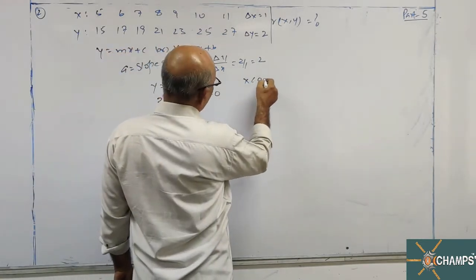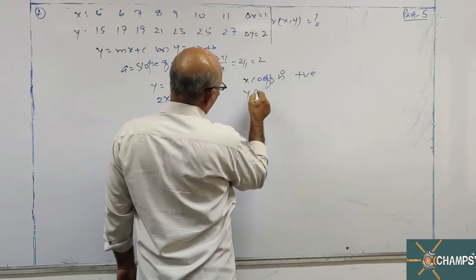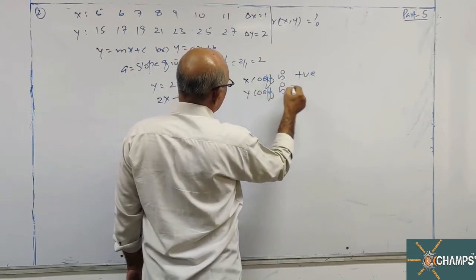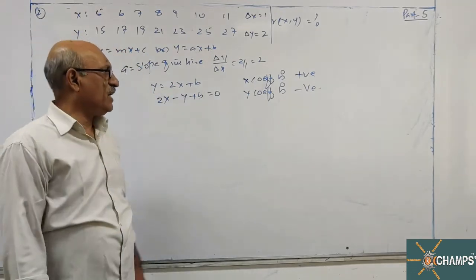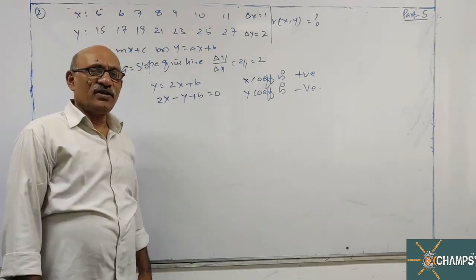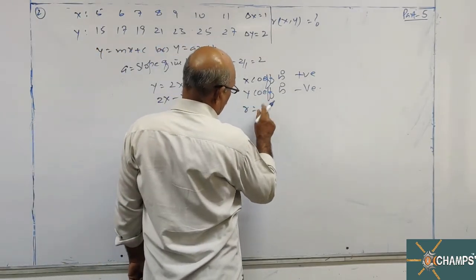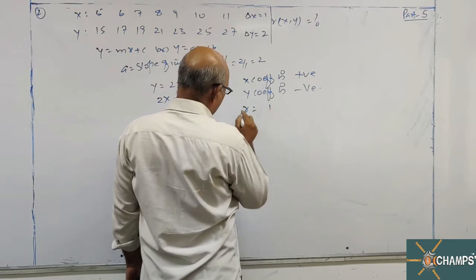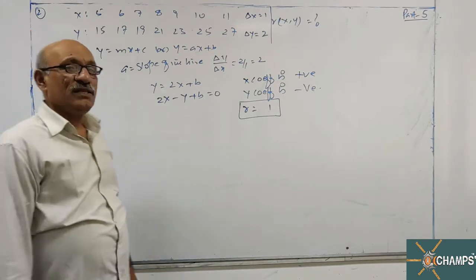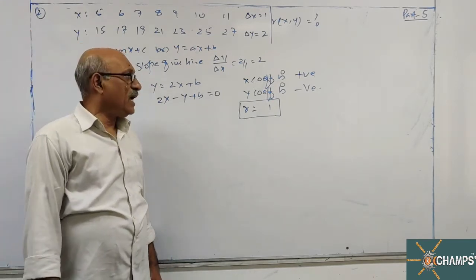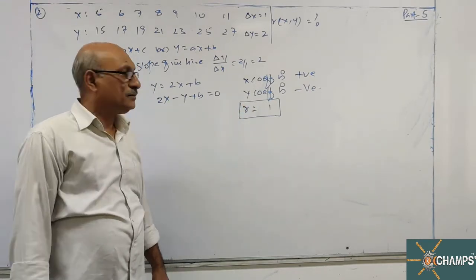X coefficient is positive, y coefficient is negative. When x coefficient and y coefficient have opposite sign, r is equal to plus 1. Again I am repeating this point. When x coefficient and y coefficient have opposite sign, then r is equal to plus 1.